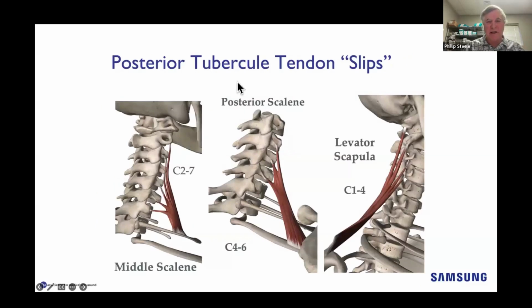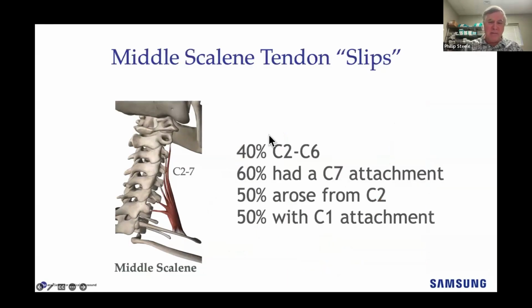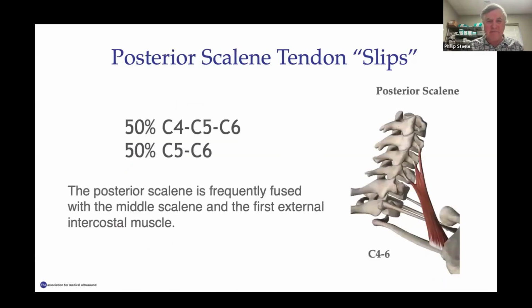Now, the posterior tendon or posterior attachment to the tubercle is middle scalene, typically thought to be 2 through 7, and posterior scalene is 4 through 6. And levator scap also 1 through 4, which is a more advanced concept that we'll talk about in the next update. But it's important to realize that only 60% had this normal anatomy, and 40% have some variability. And in their 10 cadaver study, 50% had a C1 attachment, which isn't that well known, but frequently can cause problems. So it's important to understand these muscle attachments are highly variable.